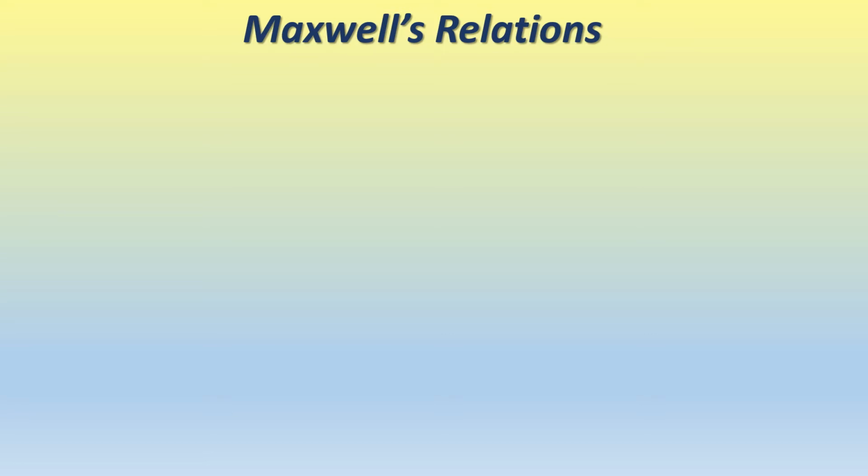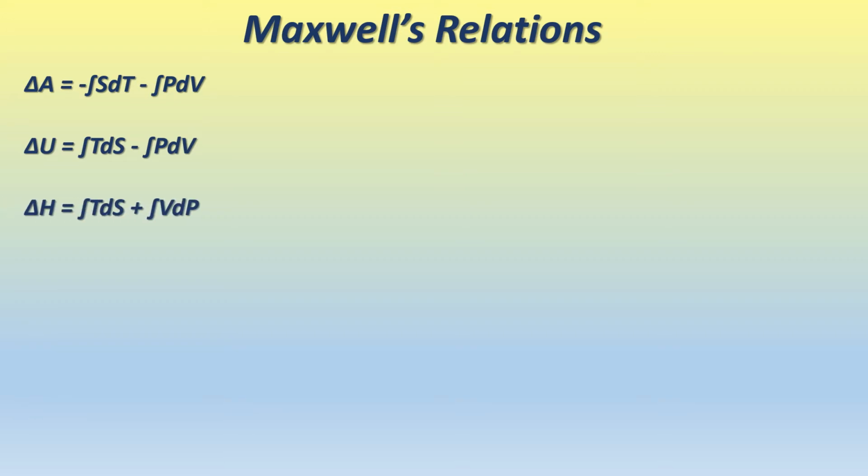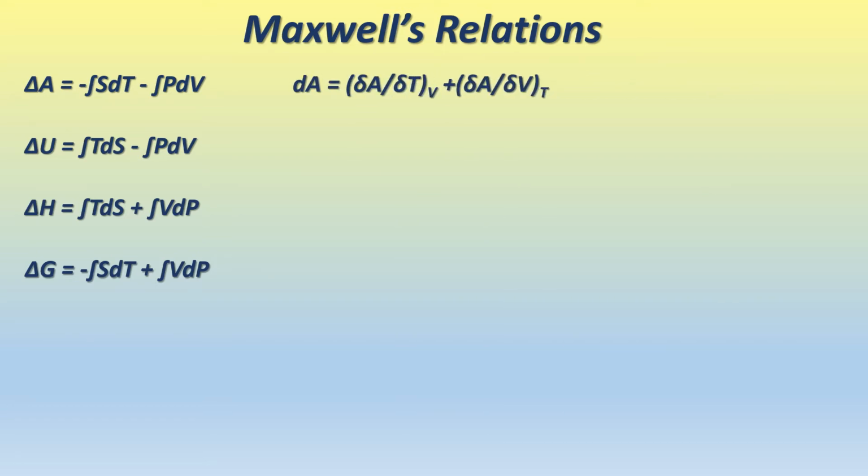Once you know the fundamental equations, you can develop Maxwell's relationships. You know Helmholtz energy is minus SdT minus PdV, internal energy, TdS minus PdV, enthalpy, TdS plus VdP, Gibbs energy minus SdT plus VdP. Maxwell's relationships come from taking a total differential. For example, the total differential of the Helmholtz energy would be the partial change of A with respect to T at a constant V, plus the partial of A with respect to V at a constant T.